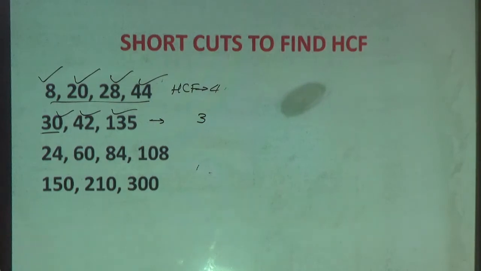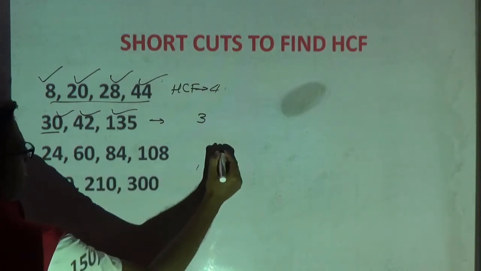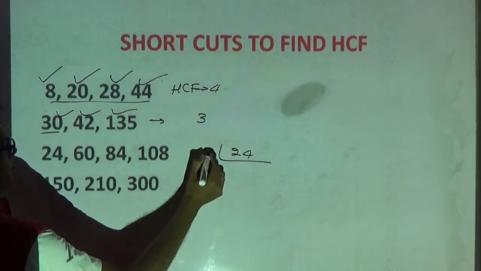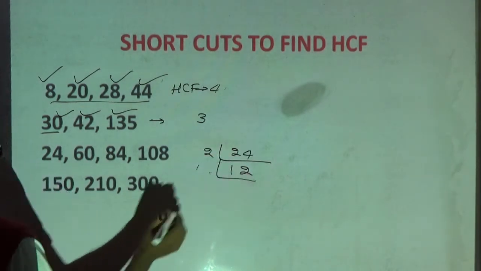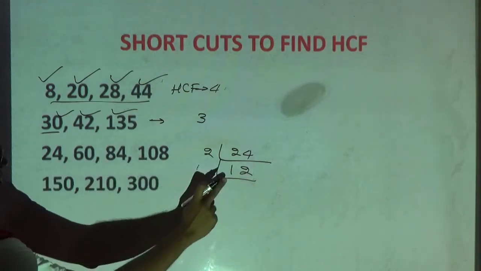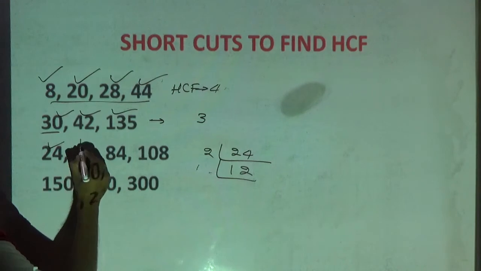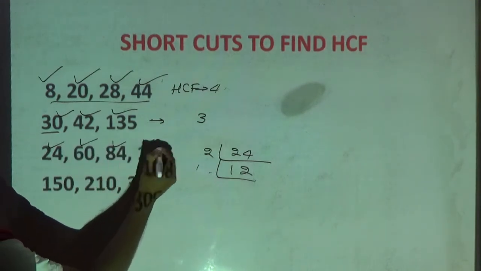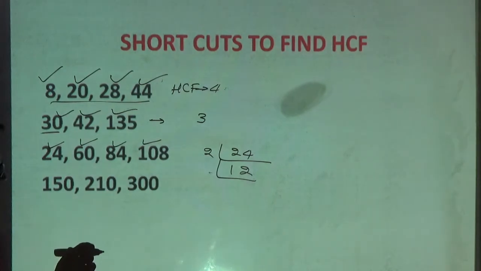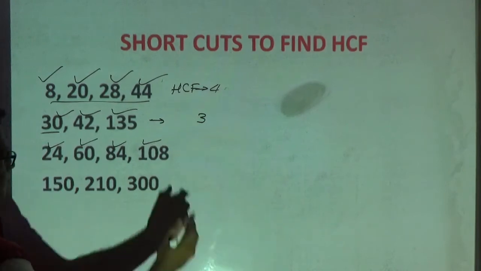Next question. I need to find out HCF of 24, 60, 84 and 108. Please observe here. So which is the smallest number of all the numbers? 24. Now 2 ones, 2 12s. Now check out whether you can divide all the numbers from 2. Yes. Whether you can divide from 12? 12 2s, yes, 12 5s are 60, 12 7s, 12 9s. What is your HCF? HCF is 12. Correct? Hope you understood.